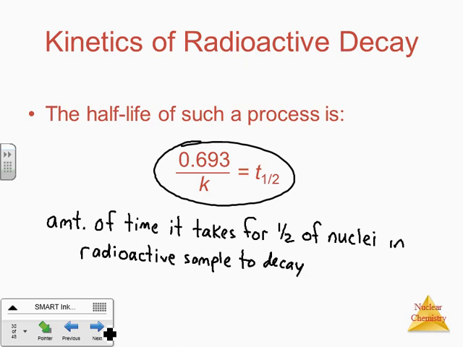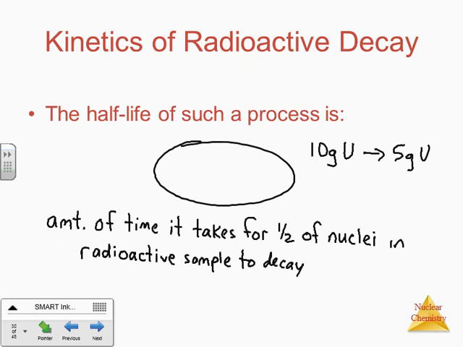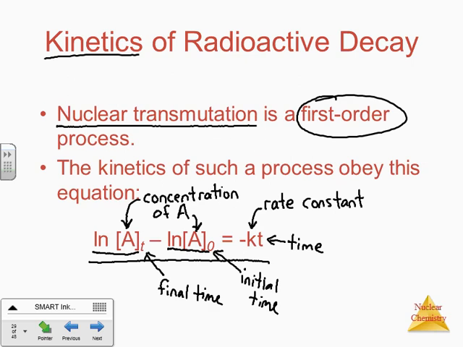Alright, so if we start out with 10 grams of uranium, the half-life is how long it takes before half of that 10 grams has decayed, and now we only have 5 grams left. Okay, 10 grams of uranium going to 5 grams of uranium. Now the rest of that has decayed into something else, and now we just have 5 grams of the uranium left. Okay, so that's half-life. Now, you can actually get this equation from the equation on the page before. Okay, let me show you how here.